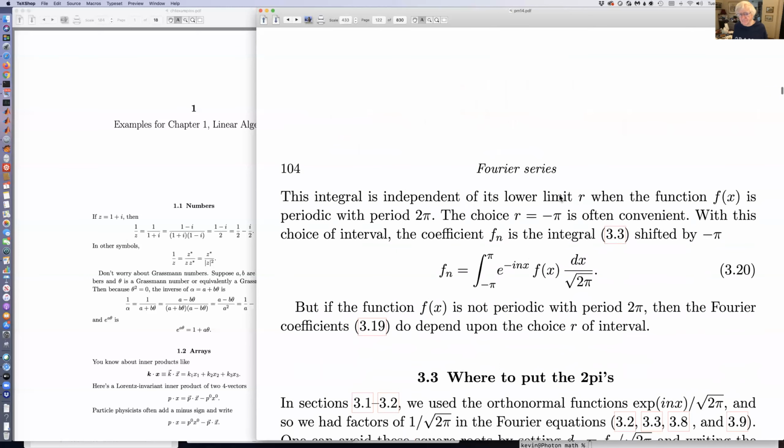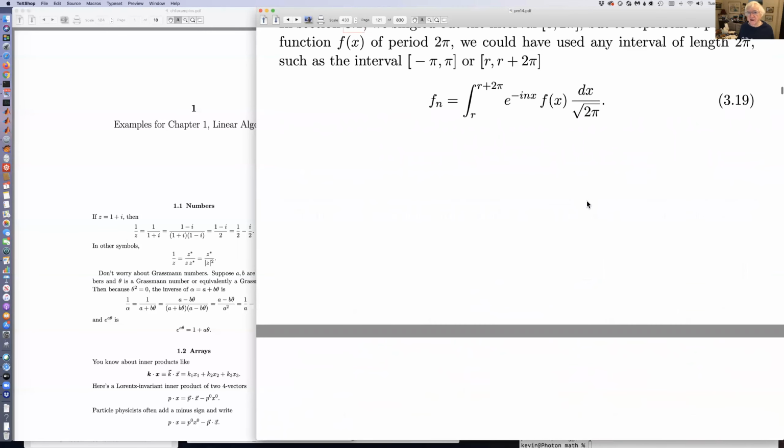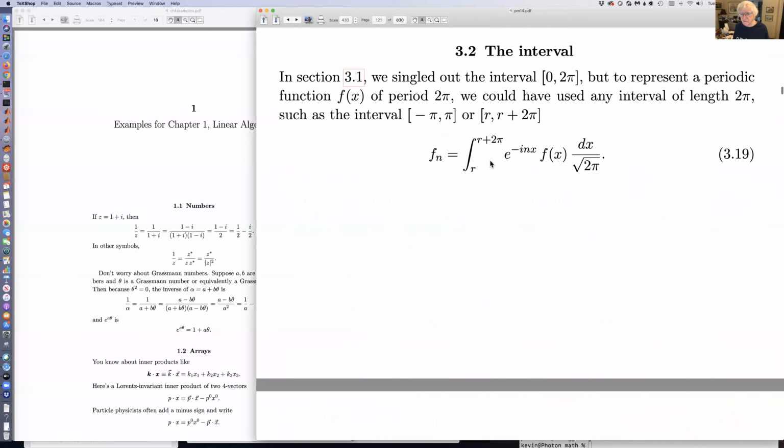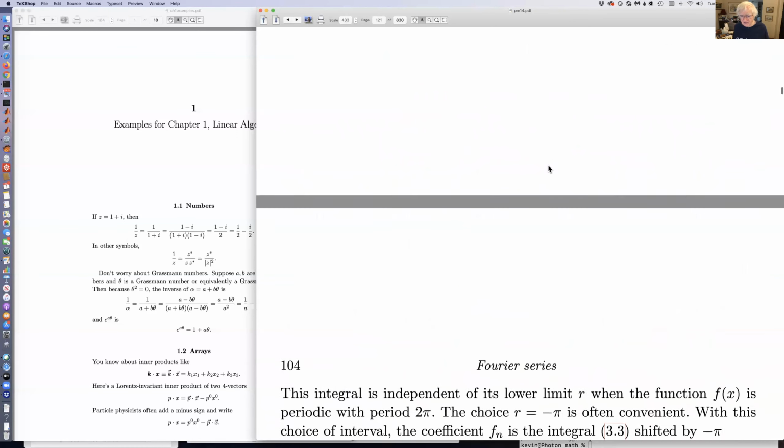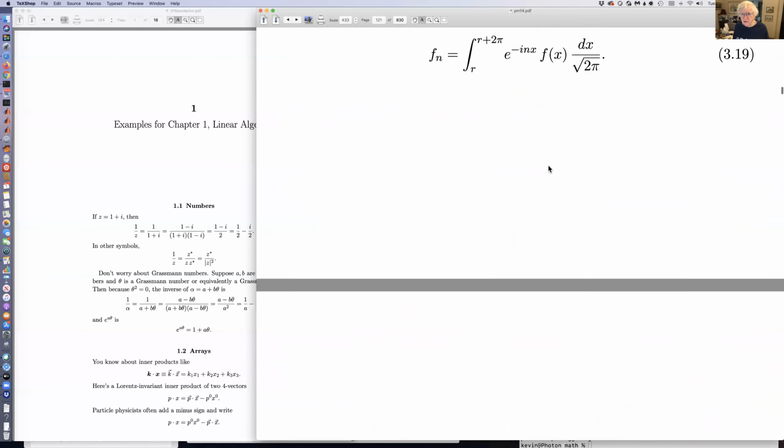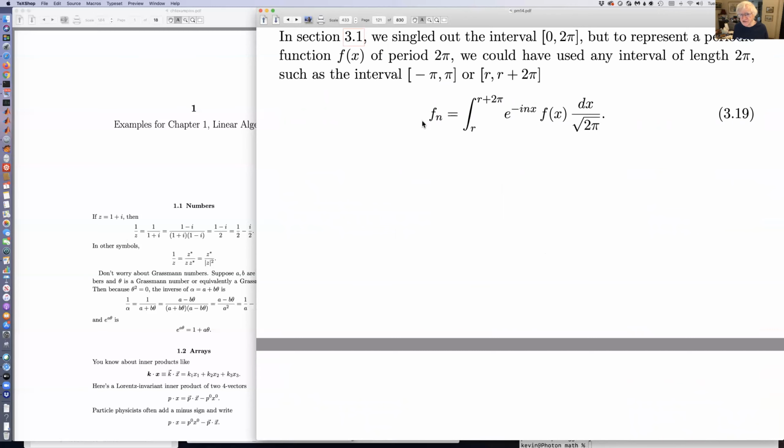So that's what this sentence says. If the function is periodic, the integral is independent of the lower limit. On the other hand, if the function is not periodic, well then clearly the behavior of the function on any interval of length 2 pi has no relation necessarily to the function on any other interval of length 2 pi. And so the Fourier coefficients depend on the interval if the function is not periodic.